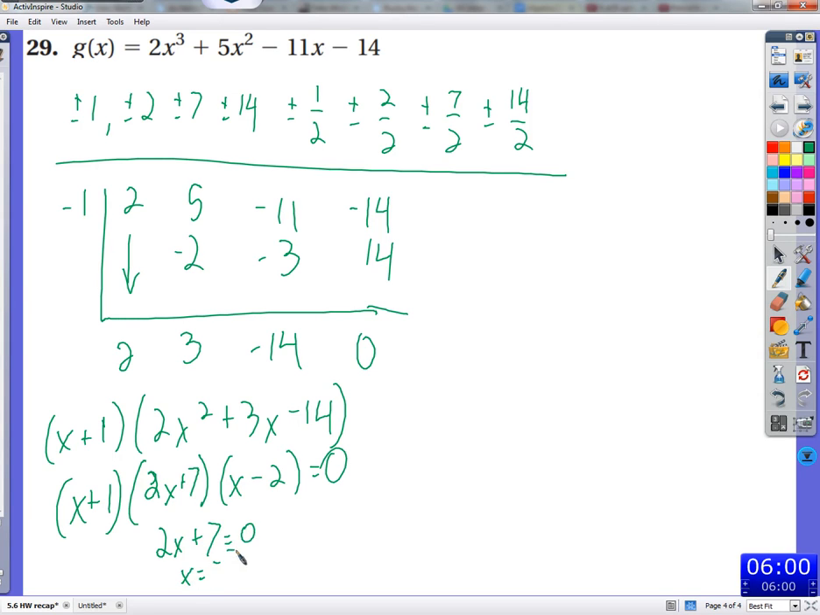X equals negative 7/2. Oh, look, that was on our list. Right? That one turned out to be a zero. And then, so x is negative 1, x is negative 7/2, x is positive 2. Let's find out all those. Any other questions?